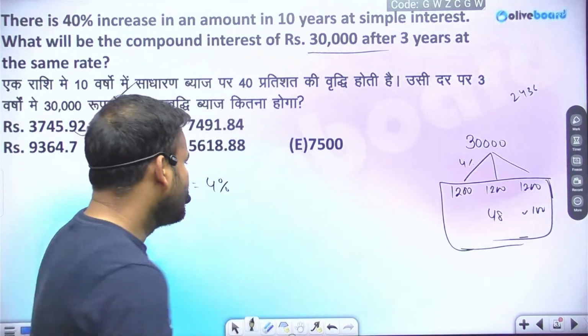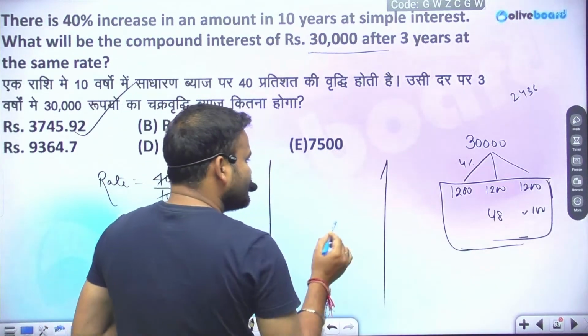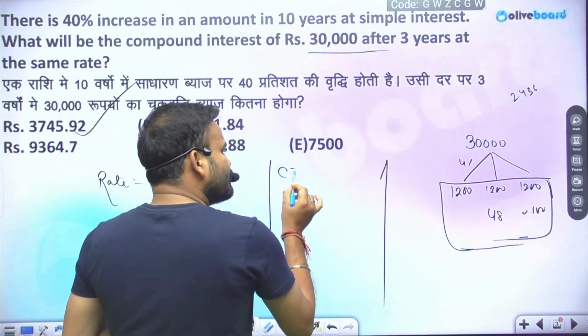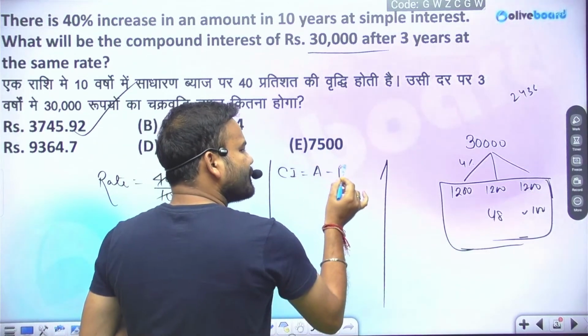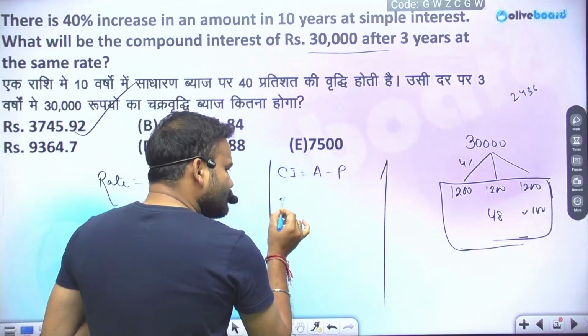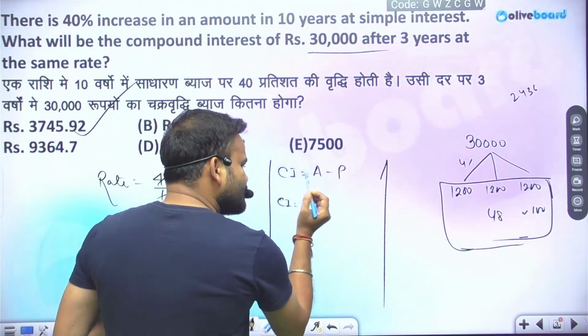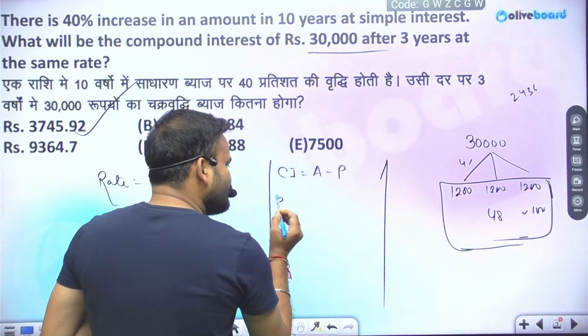What to do? Sir, you are being asked to calculate compound interest, so compound interest will be amount minus principal. Sir, 30,000 was the principal. Clear? 30,000 was the principal.